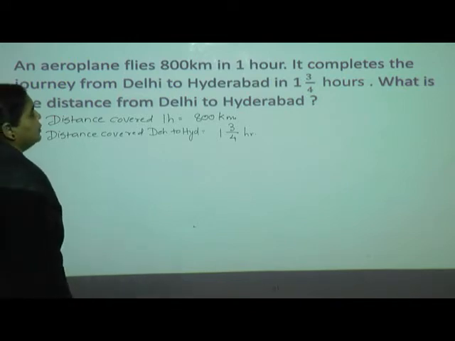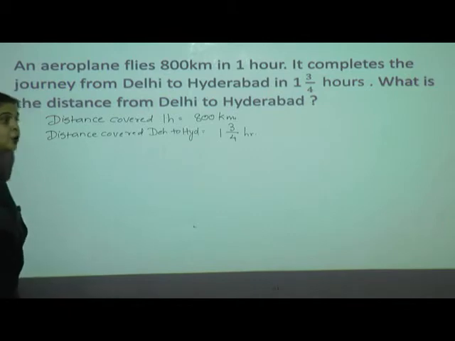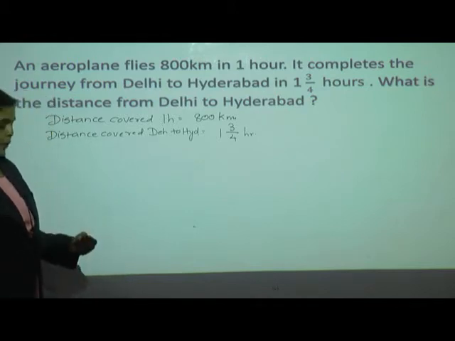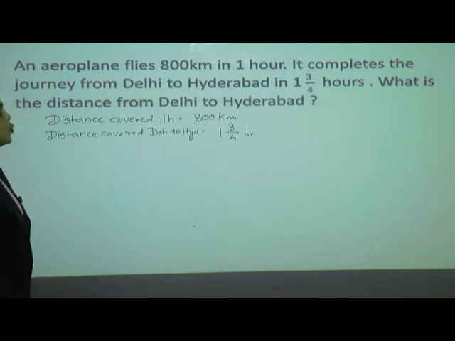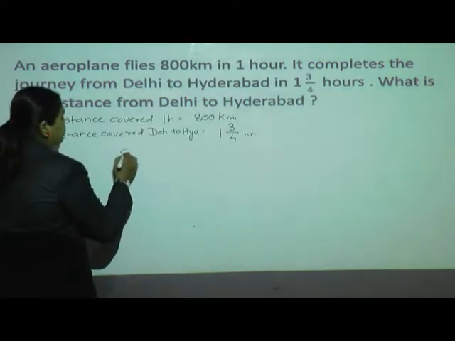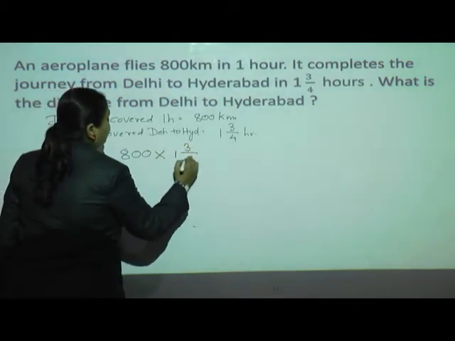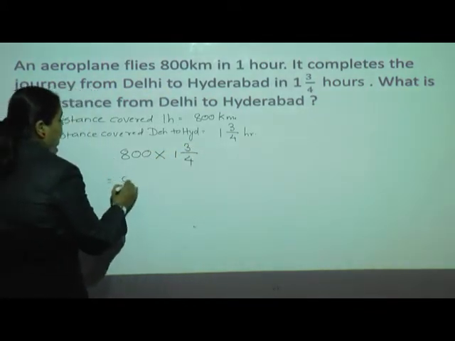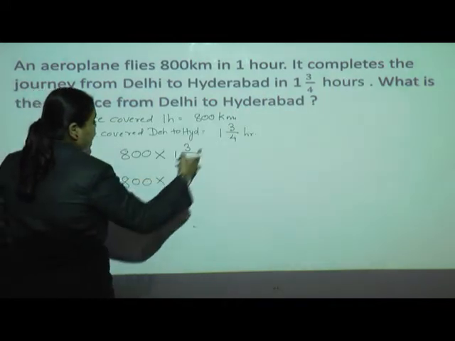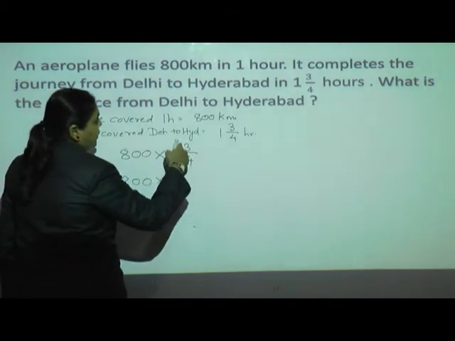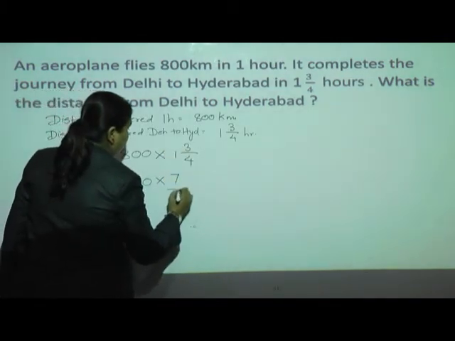Now what operation do we have to do? Because I have read the question 2 times, you know very well that when one thing is given to us, we can find many things by using the operation of multiplication. So we will do multiplication here, that is 800 km multiplied by 1 whole 3/4. First we will convert this mixed fraction into an improper fraction. 4 1s are 4 plus 3 is 7/4.